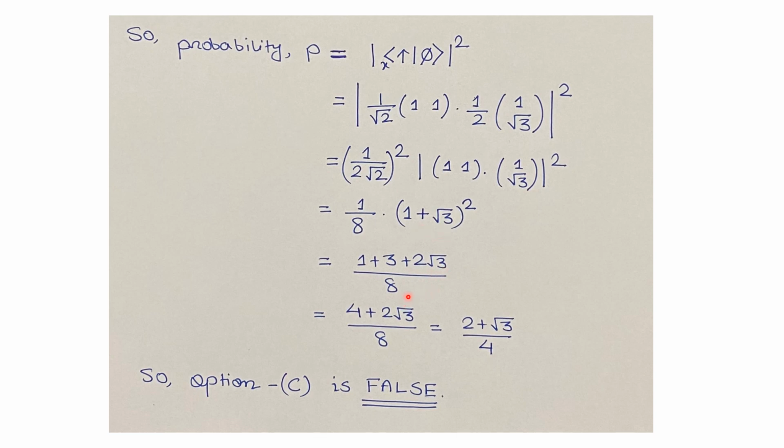So it will give 4 plus 2 root 3 divided by 8, and after simplification it will give 2 plus root 3 divided by 4. So it is not matching with our option C. So option C is false in our case.